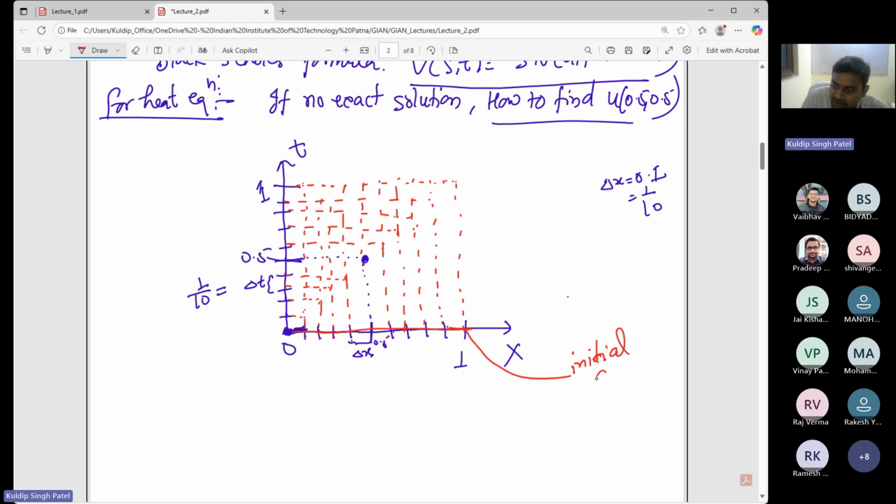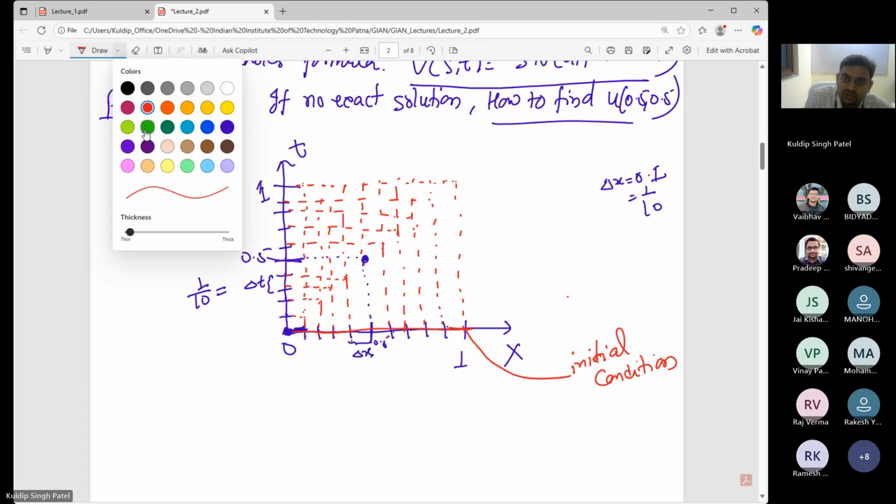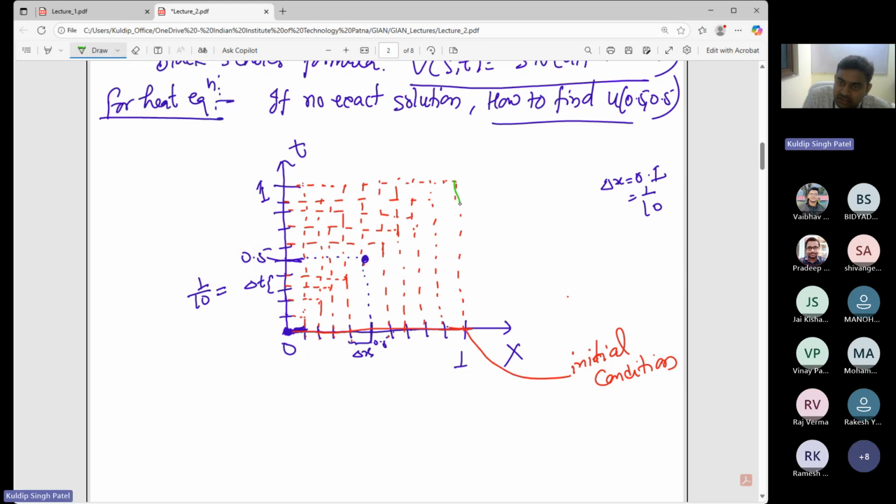Initial condition. And these two, what? This one and this one. Why are these boundary conditions? Endpoint, sir. Boundary conditions. Please try to understand why it is initial condition, because t is 0 here.